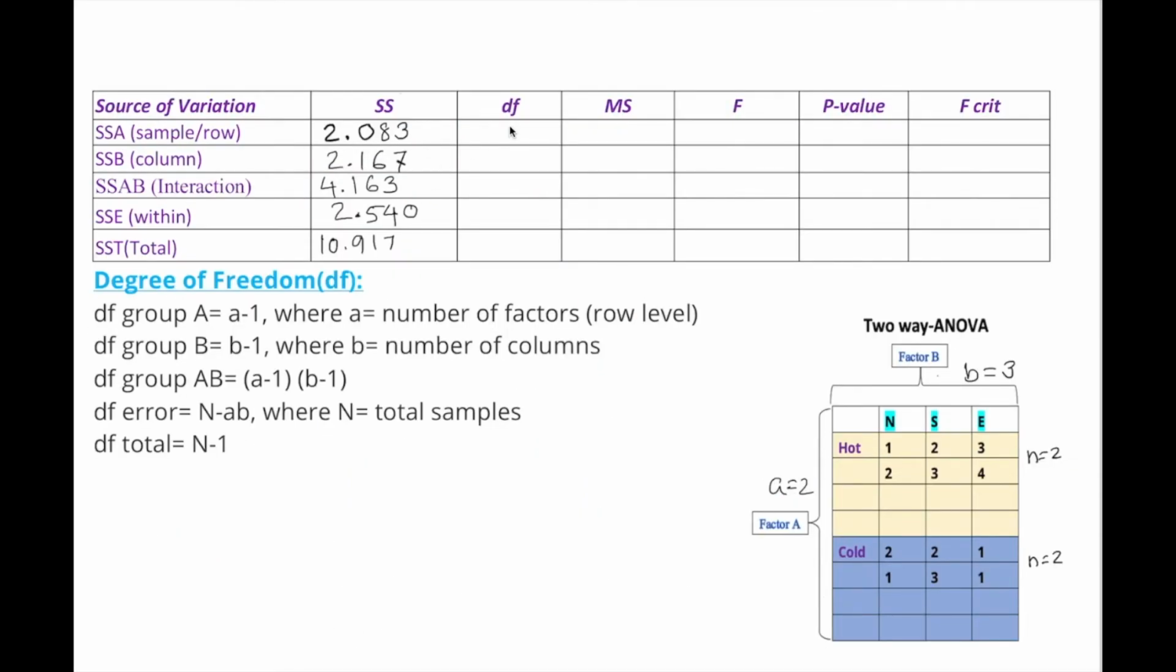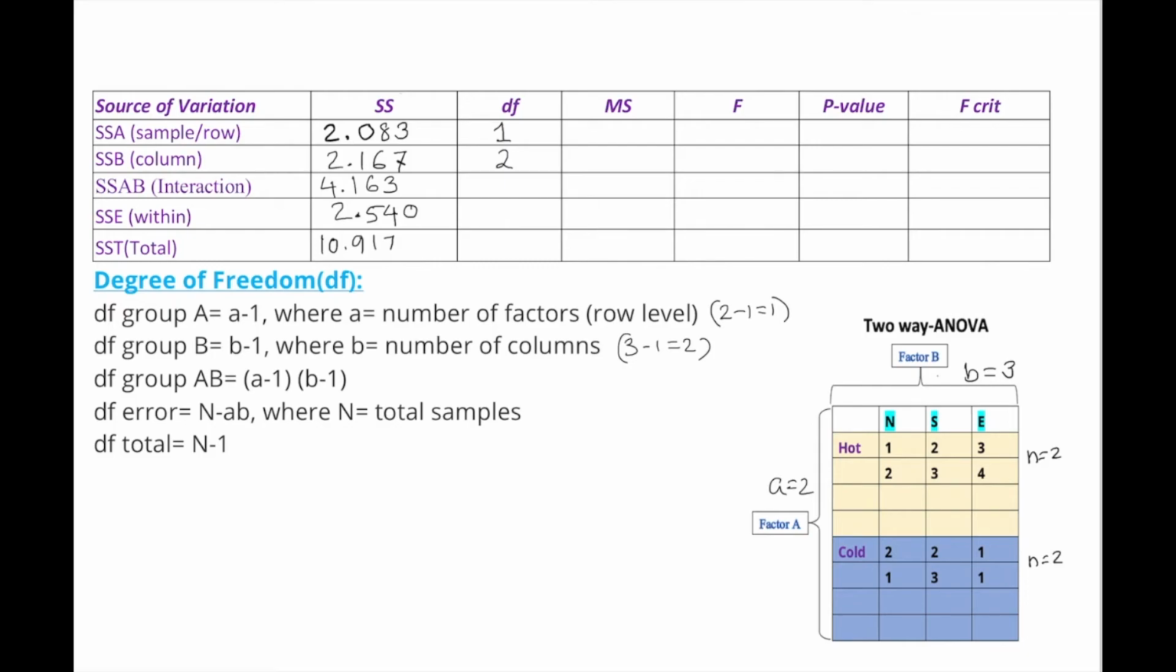Okay, so now we're going to work on degree of freedom. What is the degree of freedom for group A, in this case a row factor? It is A minus 1, where A is the number of factor levels of the row, which is 2. So 2 minus 1 is 1. Then we work on group B, which is the column. B minus 1 is 3 minus 1, which is equal to 2. And the one on top is basically 2 minus 1, which is equal to 1.